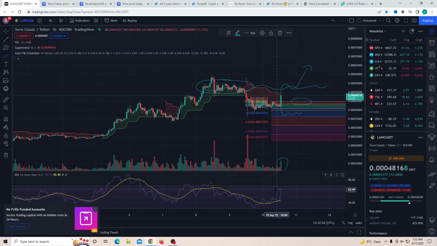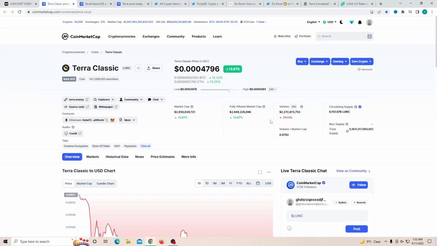If you do also pay attention to the RSI line, you can see it's starting to slowly creep up to the middle zone, and from there we will be able to make a decision in terms of which direction it will be taking from this point on. Another thing which is really interesting is, as you guys can see, it is up 13% today, and the trading volume is down 25%.